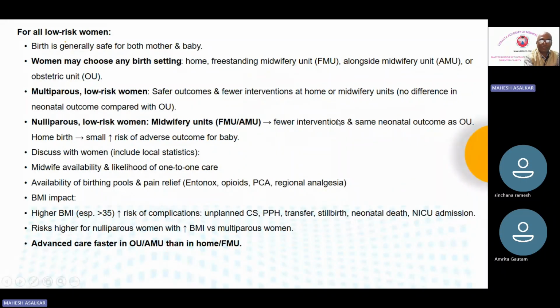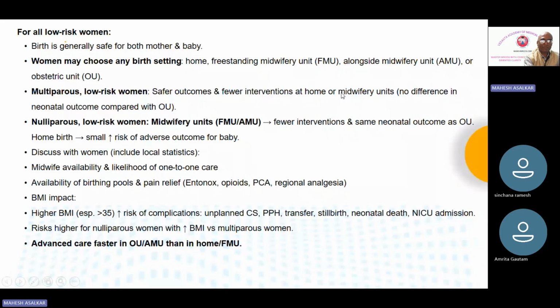There are fewer interventions and the same neonatal outcome as obstetric units, while home birth has a small increased risk of adverse outcome of the baby. So when we talk about nulliparous low risk women, the neonatal outcome in the birth setting, there is a small increase in adverse outcome. However, in midwifery unit, there are fewer interventions and the same neonatal outcome as obstetric units.